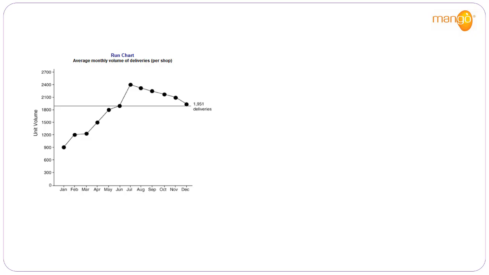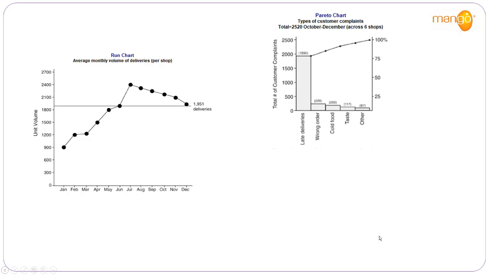Then you look at Pareto. So they went further into the analysis and looked at what were the reasons why customers were experiencing issues. Why was this drop off happening?